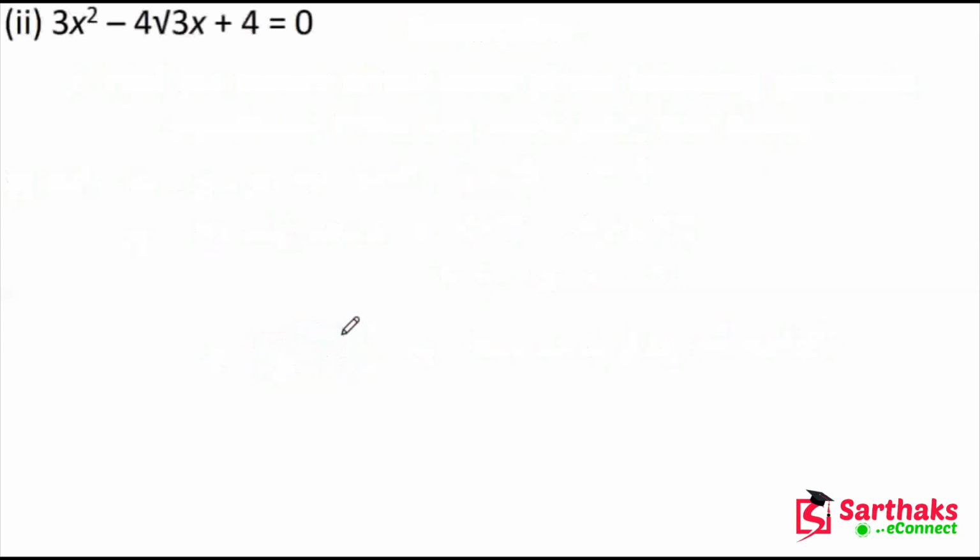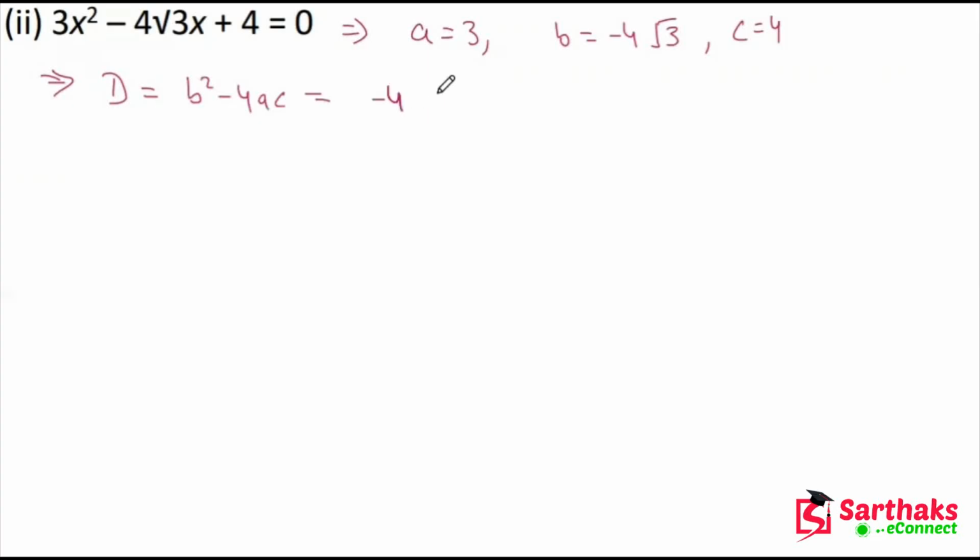Now let's move on. Again we have this quadratic equation, and what is A? A is 3. What is B? B is minus 4 root 3. What is C? C is 4. So now we have to find the D. D is B square minus 4AC. And what is B? Minus 4 root 3 whole square, minus 4 into 3, and C into 4.